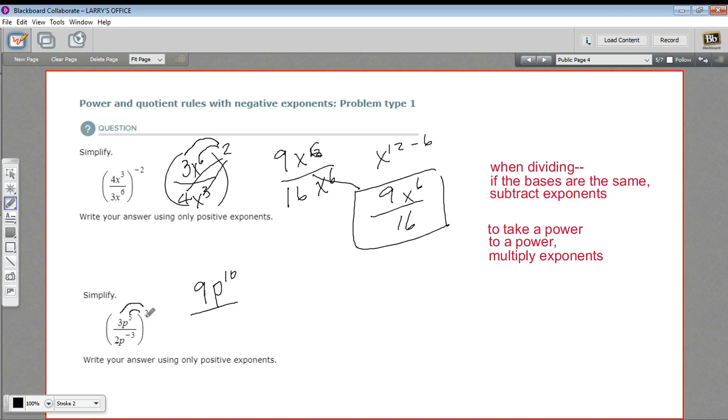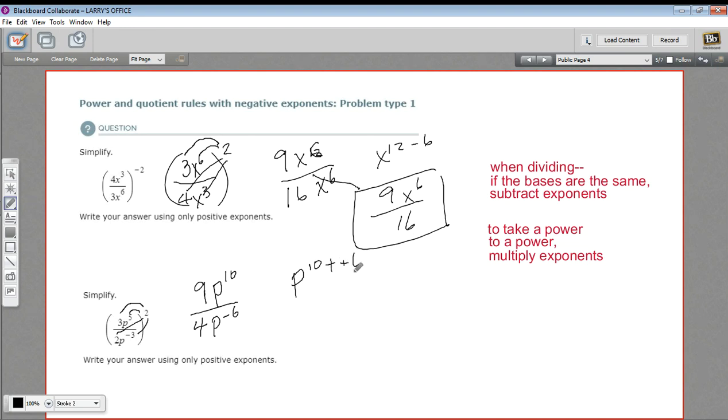And on the bottom, apply the second power to the 2. 2 squared is 4. And then apply that to the p to the negative 3rd, and we get p to the negative 6, because negative 3 times 2 is negative 6. Now 9 divided by 4, we can't simplify there, but p to the 10th divided by p to the negative 6 is p to the 10 minus a negative 6.